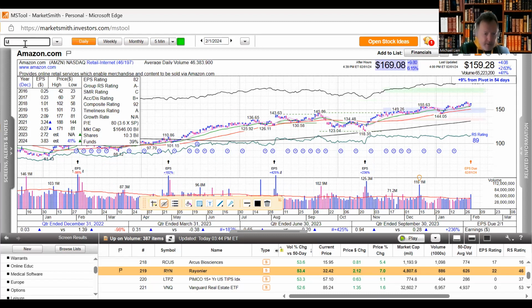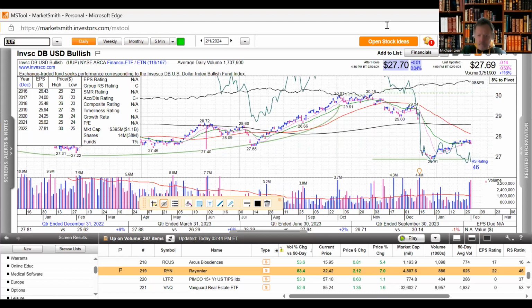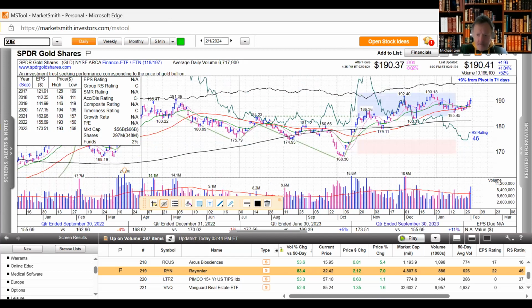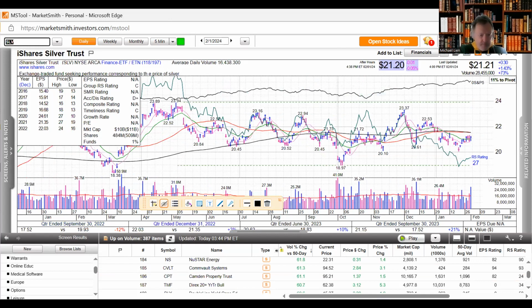Let's take a look at our dollar. Dollar is selling off here. So let's take a look at the gold. Gold is popping up as dollar is pulling back. And silver is following suit. Got a breakout in copper.